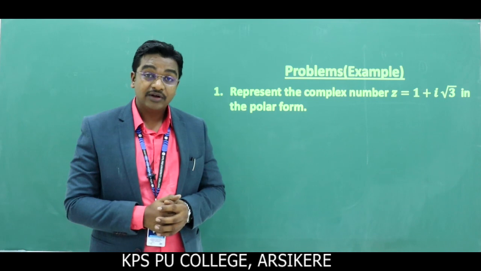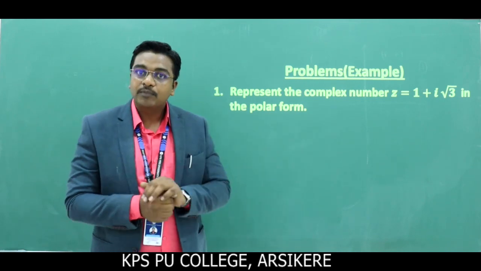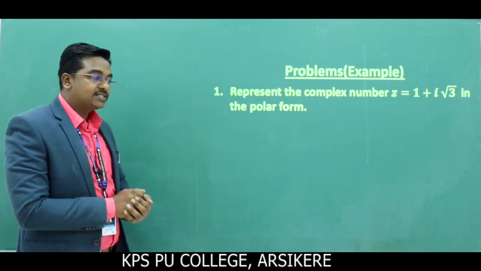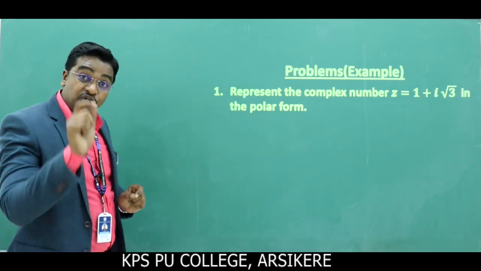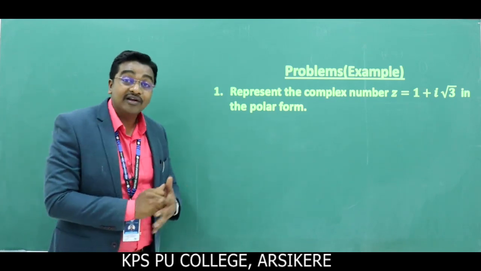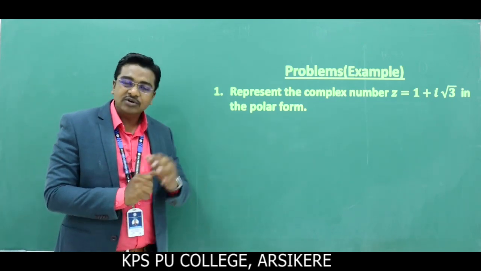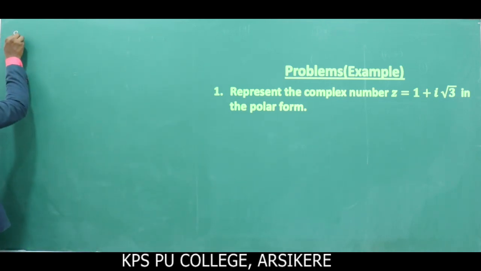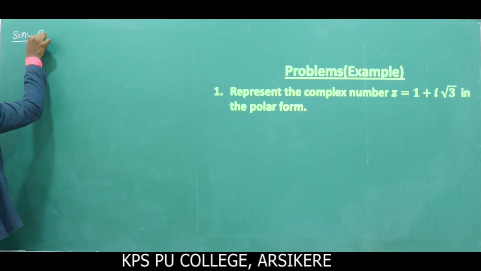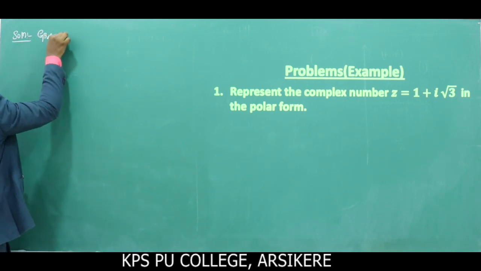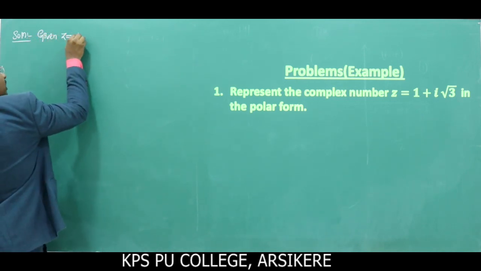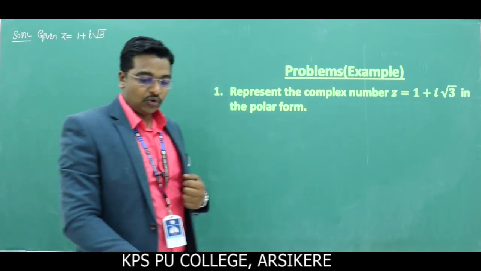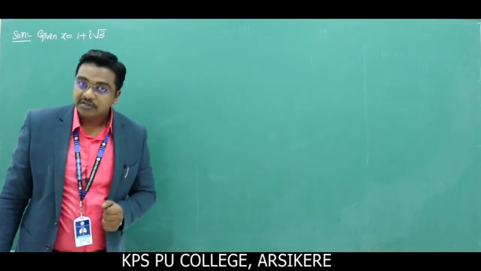Now dear students, I would like to discuss an example problem on complex numbers. Represent the complex number z is equal to 1 plus i into root 3 in the polar form. Do you understand? We will discuss how to solve this problem. Solution. Given z is equal to the complex number 1 plus i into root 3. How to solve this problem?